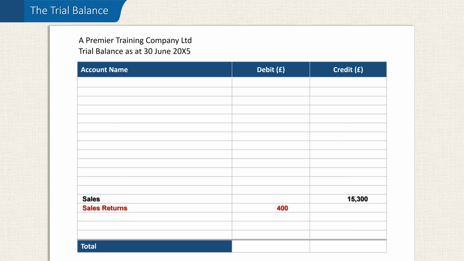Sales returns are the opposite of sales, so this account must always have a debit balance. Purchases are always debits, and the purchases returns account must therefore have a credit balance. The payables ledger control account shows how much we owe to our suppliers. You might see this account referred to as the purchases ledger control account, or maybe even trade creditors or suppliers. As this account keeps a record of a liability the business owes, it will always have a credit balance.